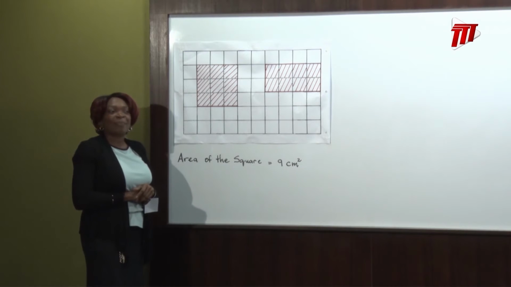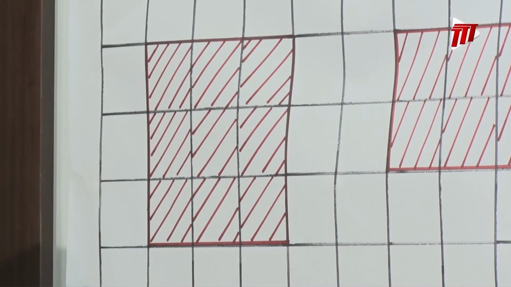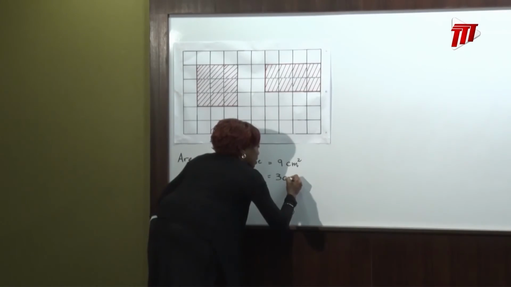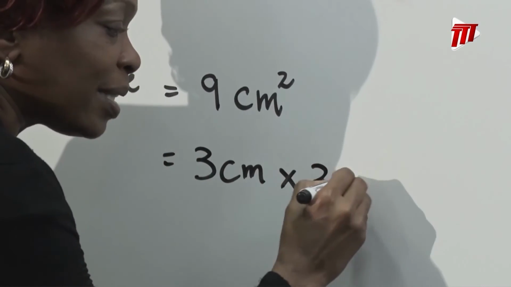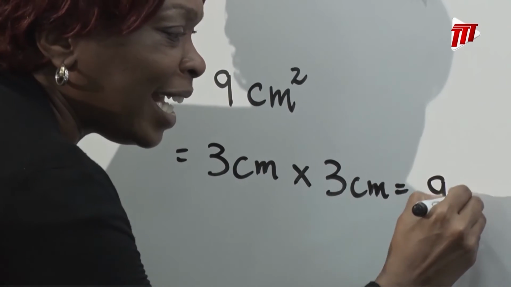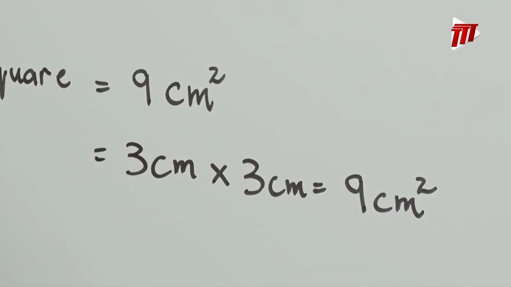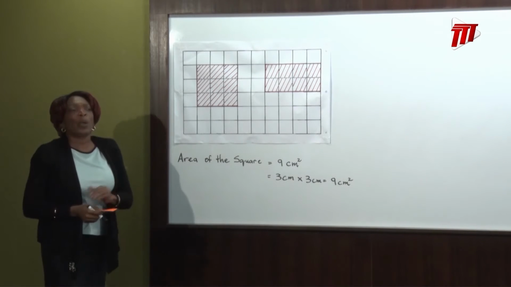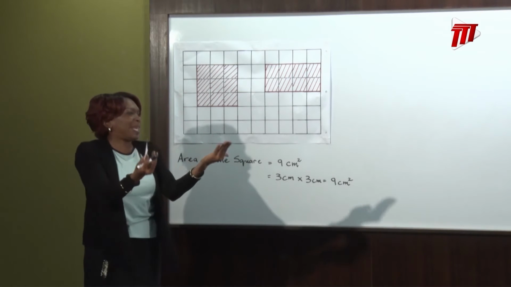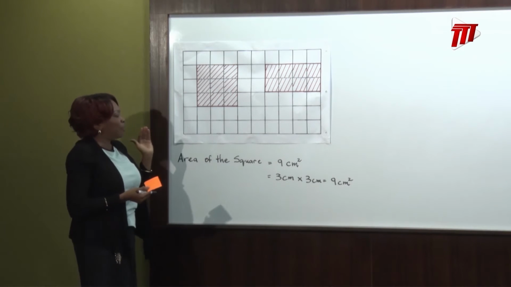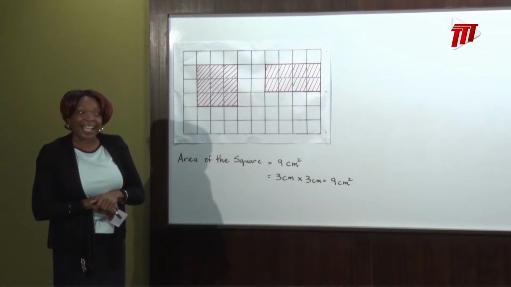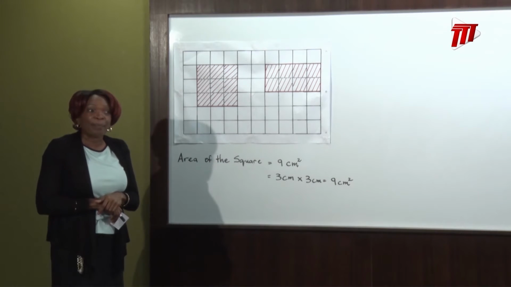We can say 3 centimeters multiplied by 3 centimeters will give us the 9 centimeters squared. Children, are you seeing that? Are you understanding that, boys and girls? Wonderful. When you have squares, you will have the same routine. You will multiply the side by the side to get the area of the square.